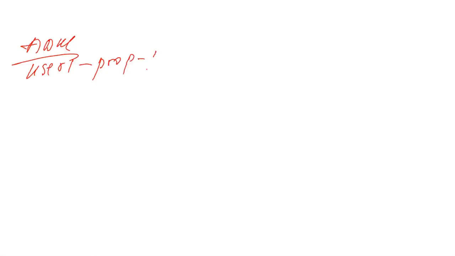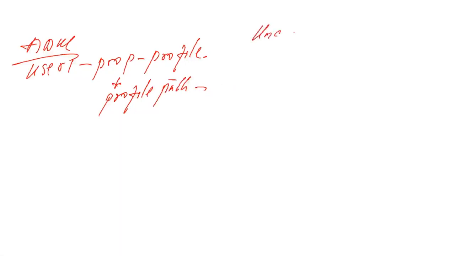In user 1 properties, we have one tab that is called profile. It's called what here? Profile. In the profile tab, you can find one option. That option is called profile path. Basically, this box is empty. This box is what here? Empty. We have to fill this box. And how to fill this box? We have to type the UNC path, universal naming convention path.